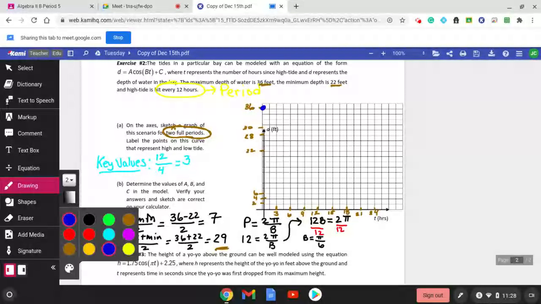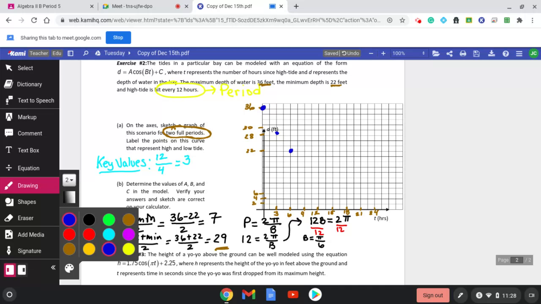Then where, Liz? The midline. Yep, which we get, again, midline equals C value equals shift, 29. So right here at 29. Then where, Liz? To the minimum. And I'm just going to start getting this into your mind, guys. In a problem like this, your minimum would be low tide now. Low tide at 22 feet.